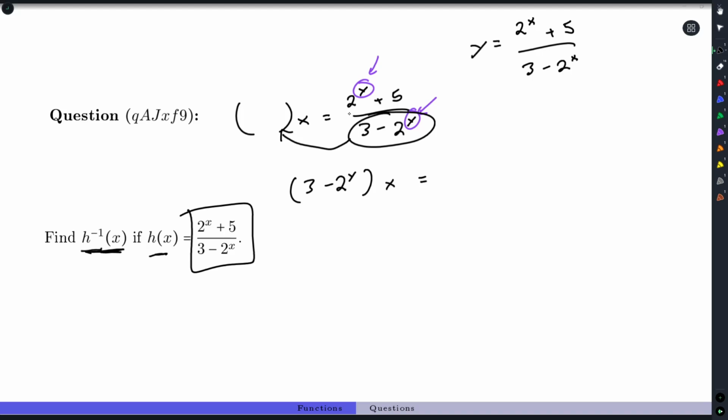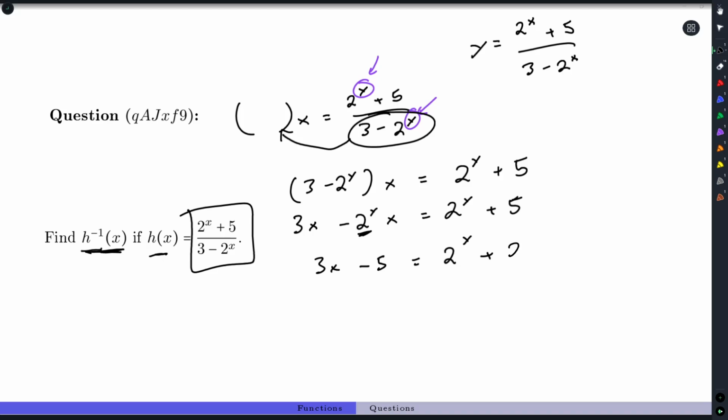Because that brings it up here, so now it's at the same level as this other 2 to the y. So now they're both in the numerator, or both on top, and the y's are both in exponents. So we can probably find a way to deal with this. Let's expand out here: 3x minus 2 to the y times x. And now, we can't get the y's together, but we can get the 2 to the y's together pretty easily. We're going to subtract 5 from both sides, and add the 2 to the y times x to both sides.